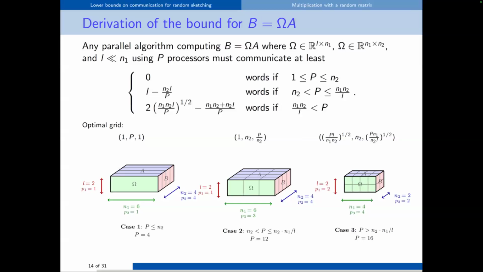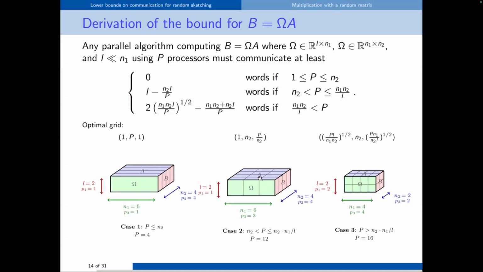But let me show you with an example what happens in those three cases and how we derive the algorithms that will attain those lower bounds. So in the first case, which is represented here, the number of processors is smaller than the number of columns in the matrix A. So to not communicate at all, what I would need is to distribute A by blocks of columns among processors, generate omega on every processor, and then compute columns of B with no communication. So this will give us an algorithm which requires no communication, but for this, I had to generate omega redundantly on every processor.